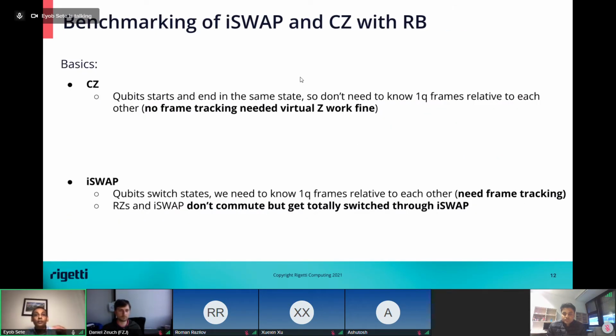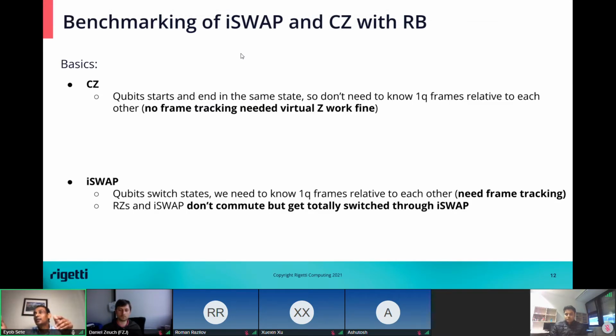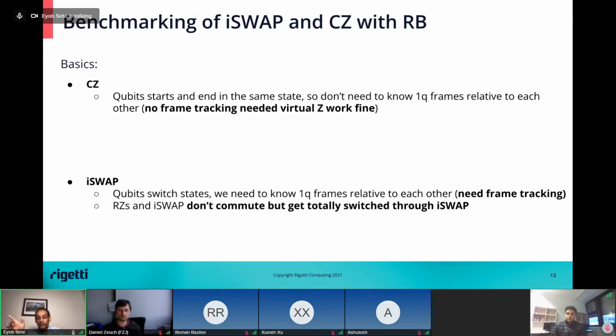Now I'll move to the second part of the talk, benchmarking of iSWAP and CZ with randomized benchmarking. What I've showed so far is just one gate. When you run circuit simulation, you have some depth of gates, meaning you have to repeat this iSWAP many, many times, or CZ many, many times. You have to make sure that these gates are repeatable. If they are not repeatable, they are not gates, they are just interactions, right? One way to validate if the gate is repeatable is to use randomized benchmarking.